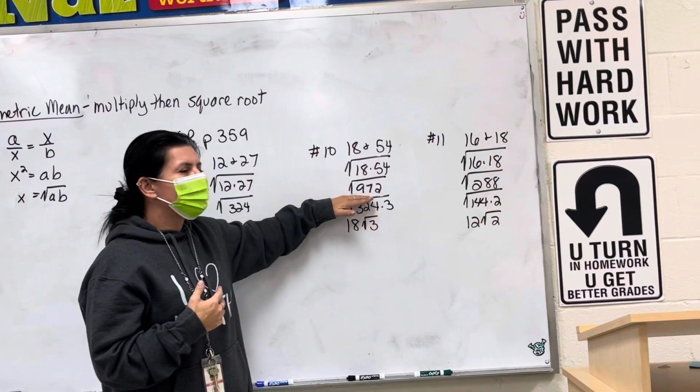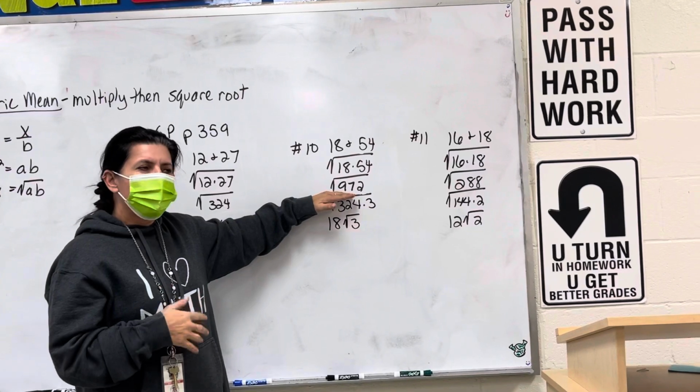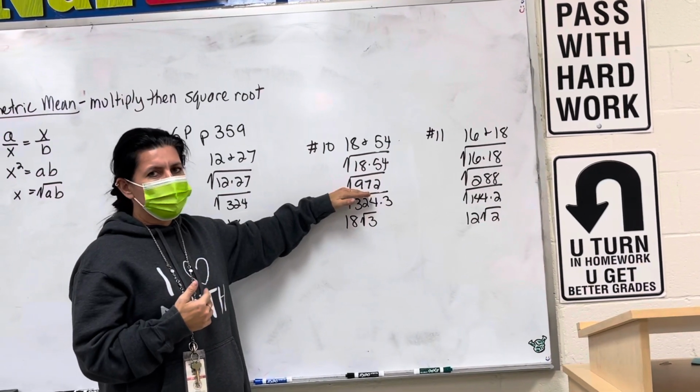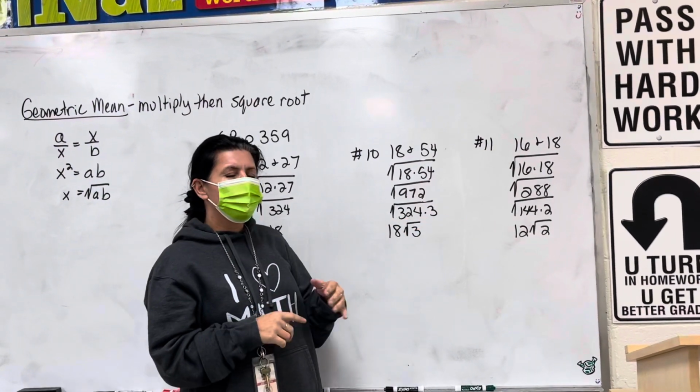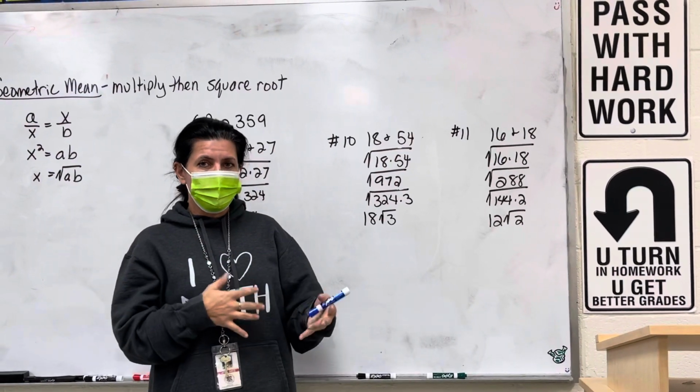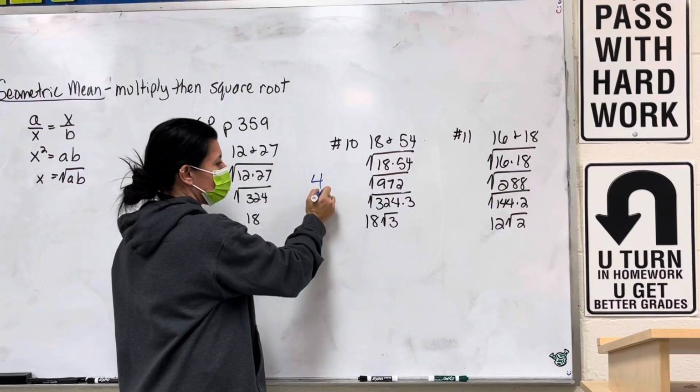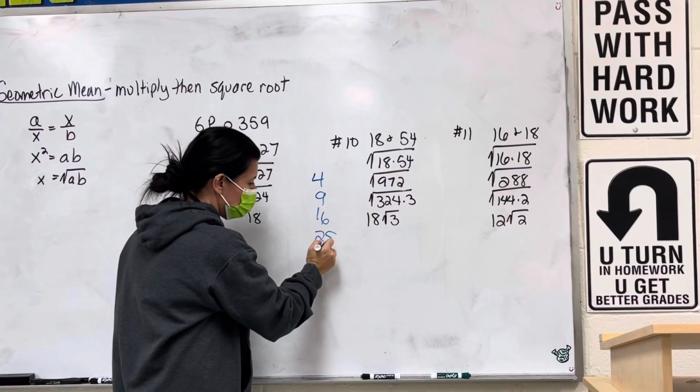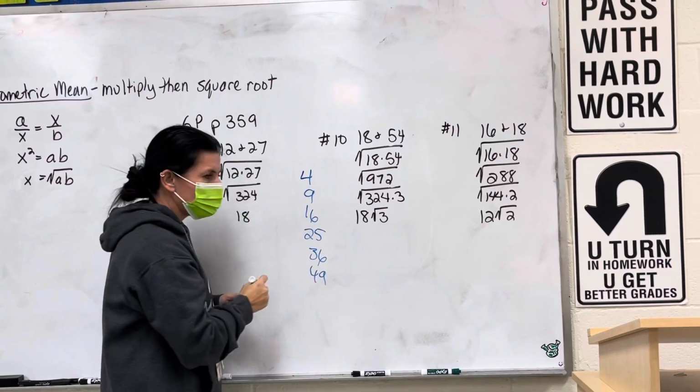So when I square root 972, I get a decimal. I don't want decimals because we lose some of our accuracy. So what I want you to do is think about perfect squares. And perfect squares are the result of multiplying a number by itself. So perfect square list looks like this. I'm not going to write all of them, but at least you'll have an idea of where they're coming from.